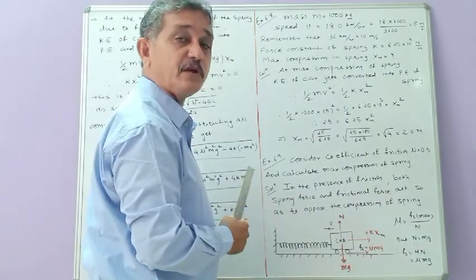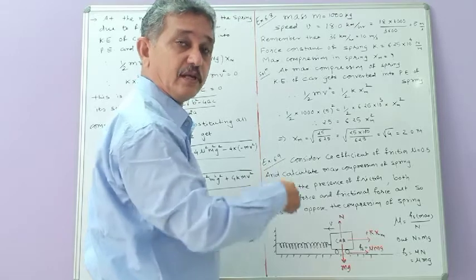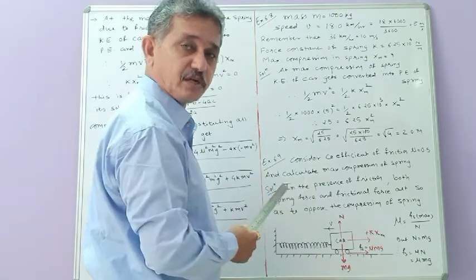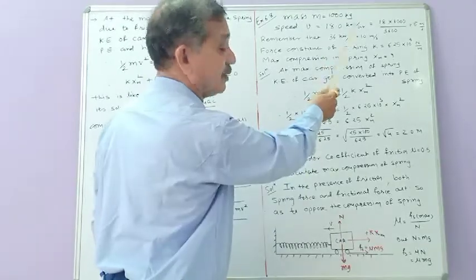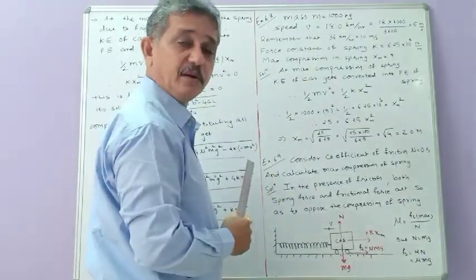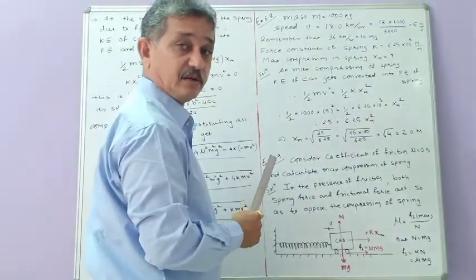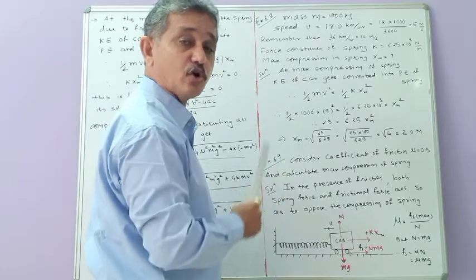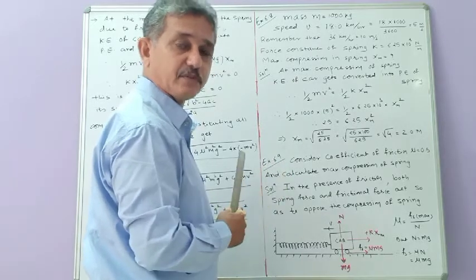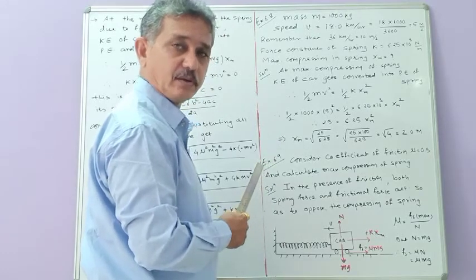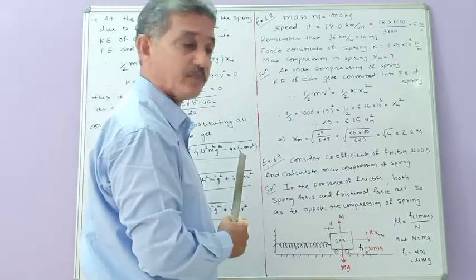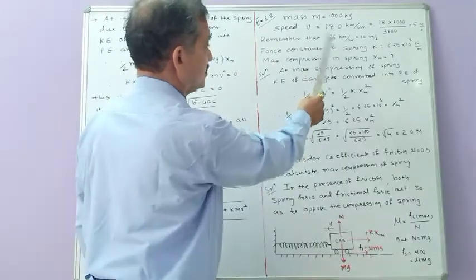18 threes are 54 km per hour, equal to 5 threes on the other side, which are 15 meter per second. So 54 km per hour equal to 15 meter per second. Similarly, 18 fours are 72 km per hour, equal to 20 meter per second. 18 fives are 90 km per hour, equal to 5 fives, which are 25 meter per second. So remember this conversion.